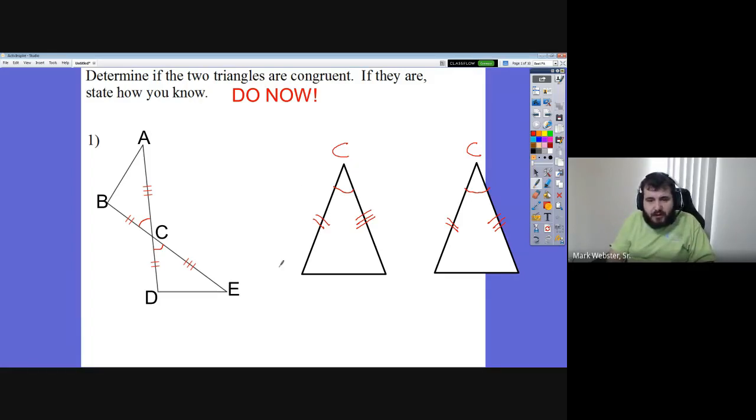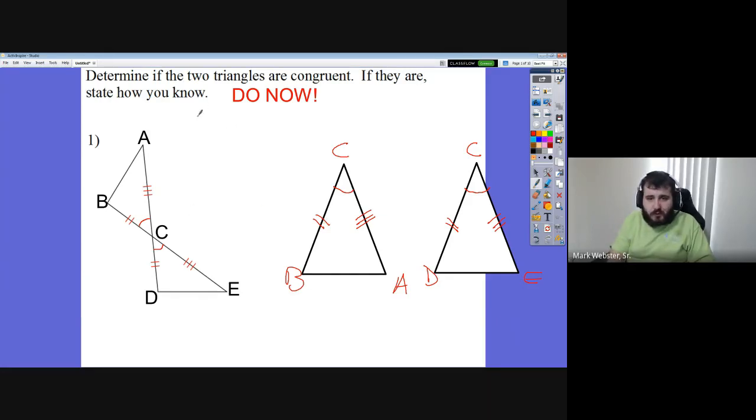Going down the two side for this triangle, we get B. Going down the three side, we get A over here. Going down the two side, we get a D here, and we get an E over here. So if you look, side, angle, side, we have it, because we've got the angle and then the two sides that are bracing the angle. So we're good. This is exactly what we want.